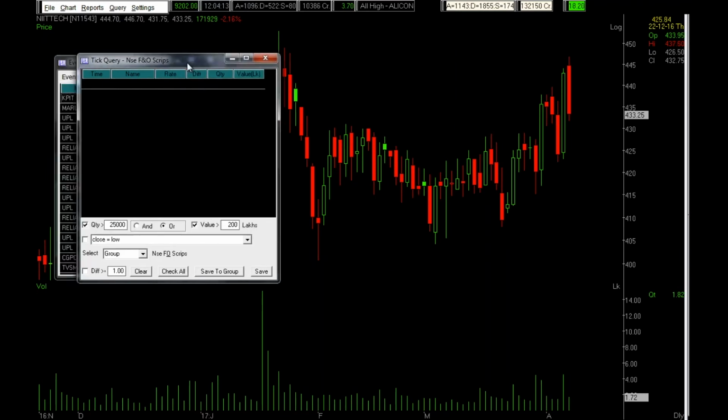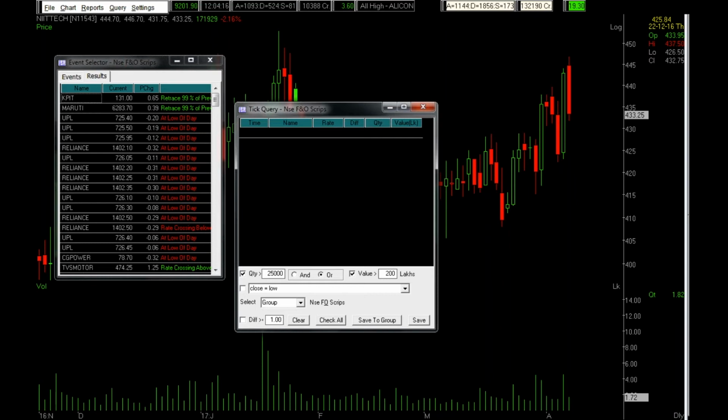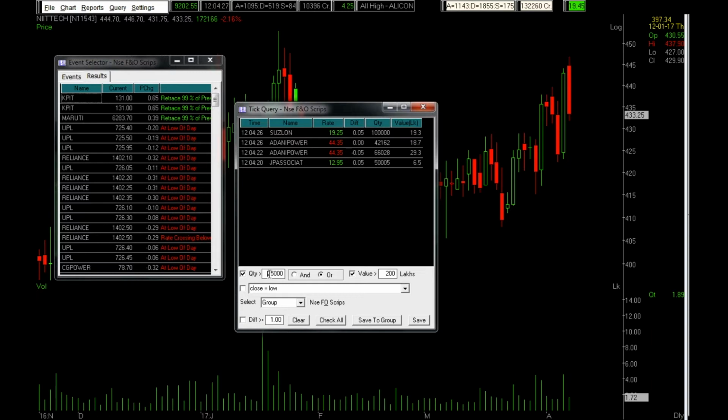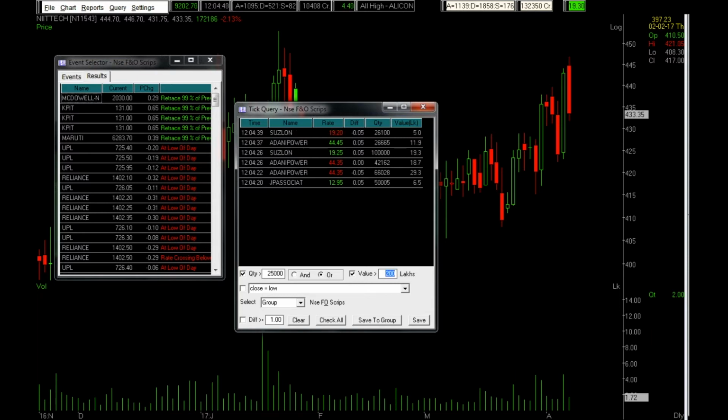The tick query will give you a box like this, wherein you have to select a few criteria. So I say show me those stocks where in one trade more than 25,000 shares have traded, and or the value of the trade is more than 2 crores, 200 lakhs. So I can do an and. It will take both 25,000 as well as 2 crores, or 25,000 or 2 crores.